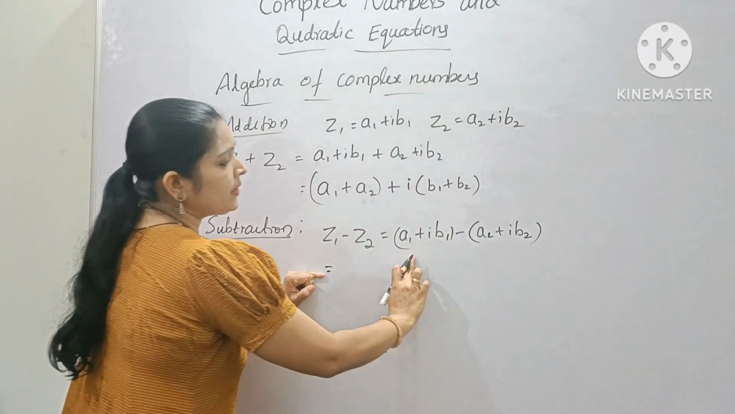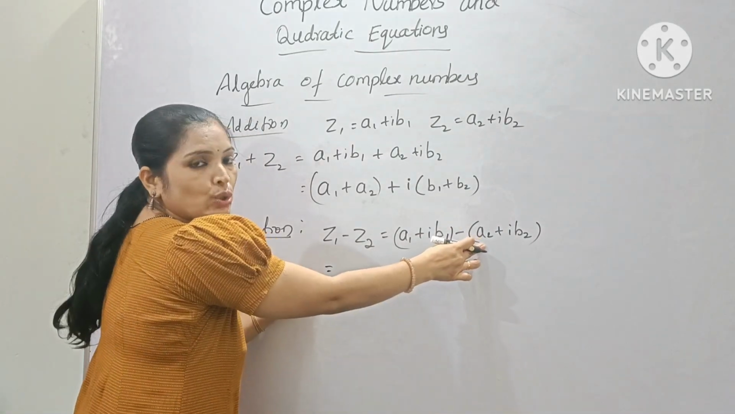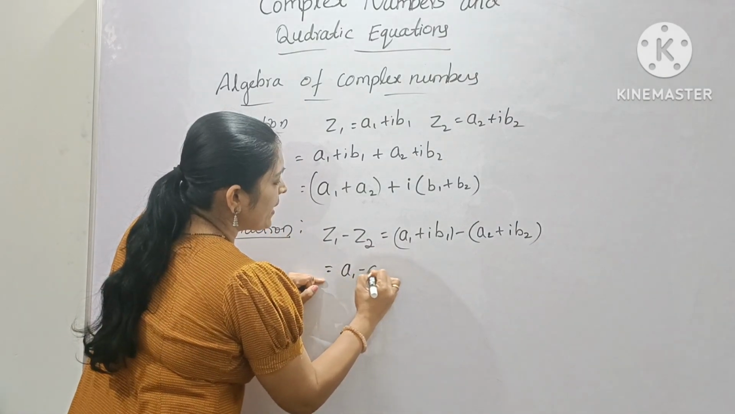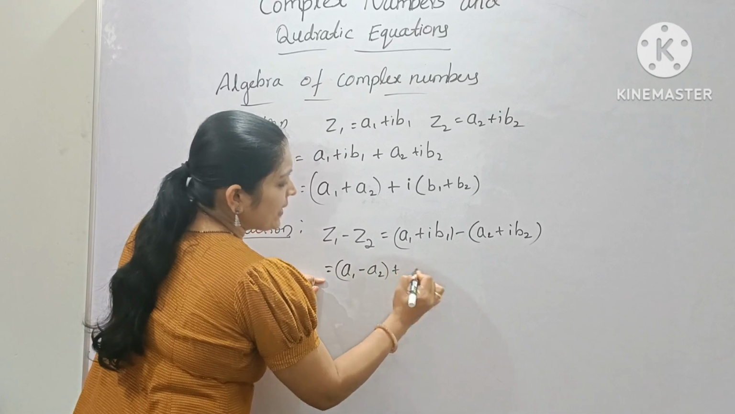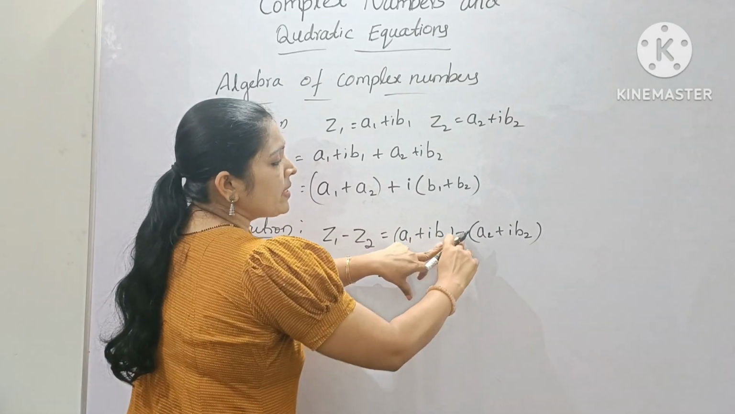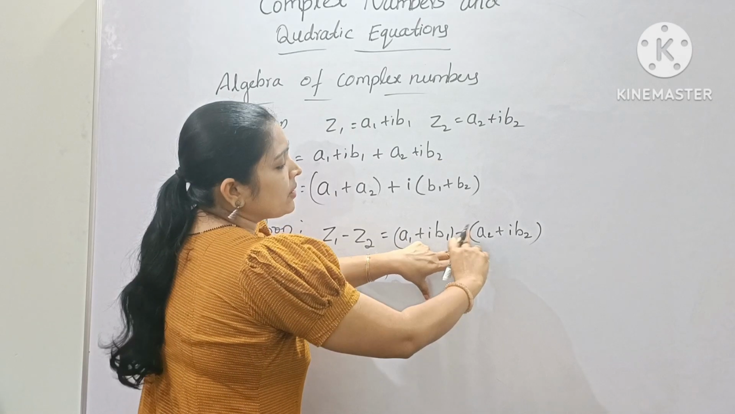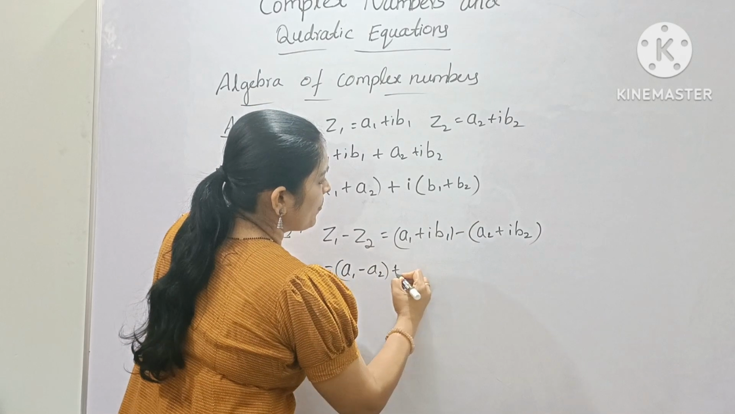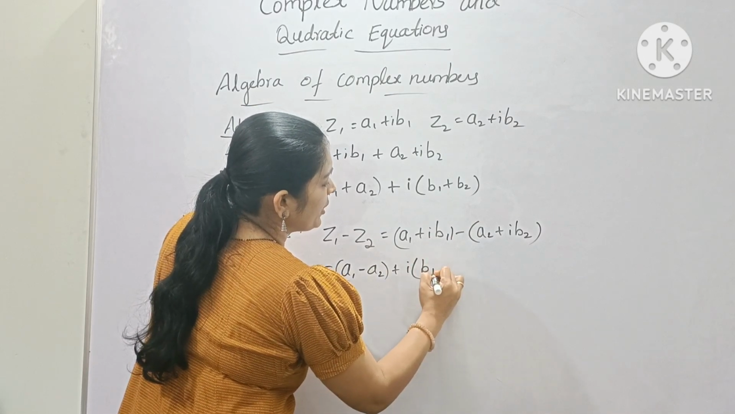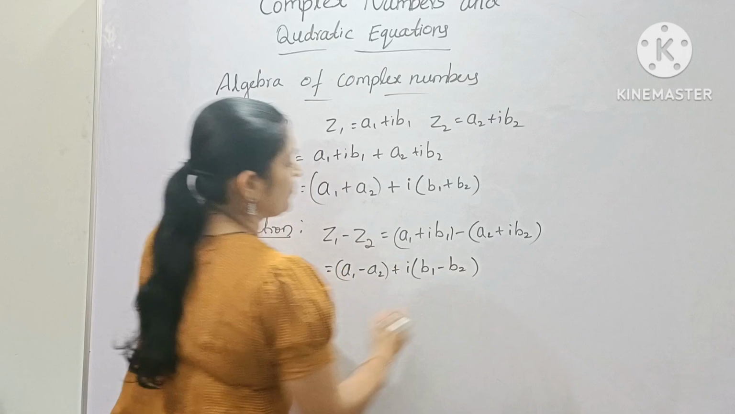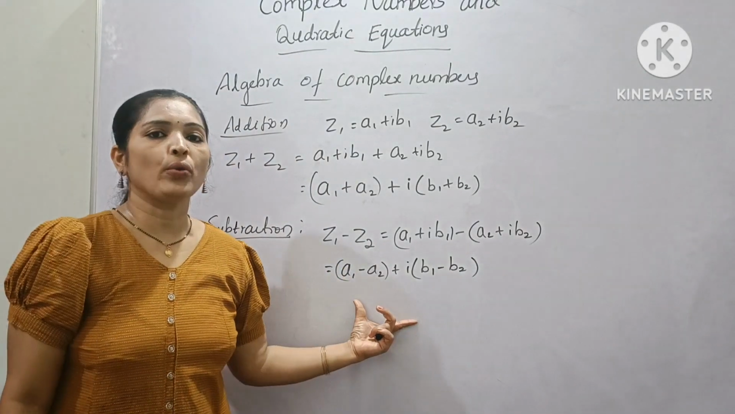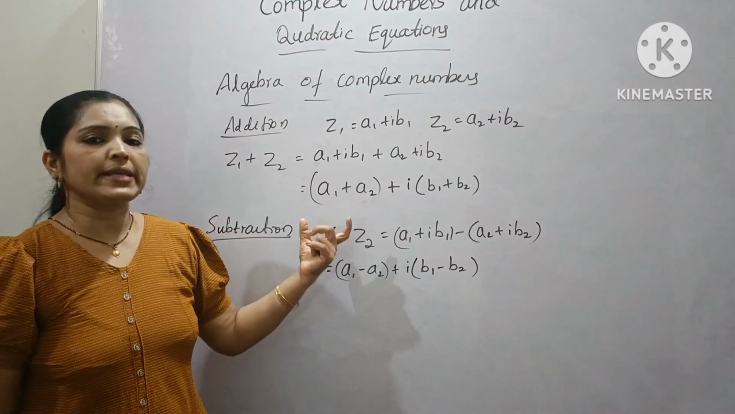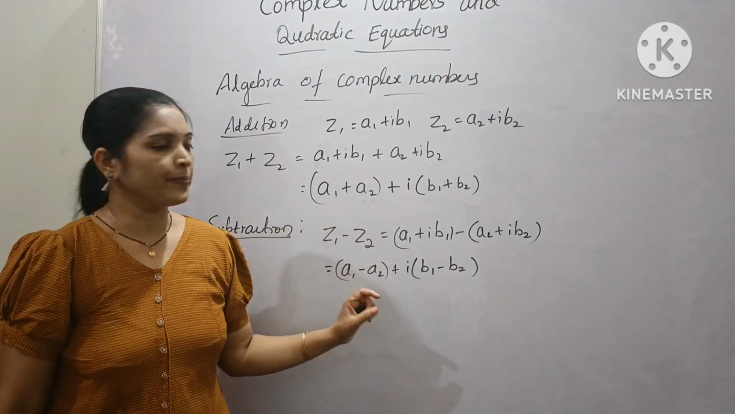That is equal to a1 minus a2, let us take real parts together, plus i b1 minus b2, since we have to apply this minus to both terms. So plus i into (b1 minus b2). Here also, now it is of the form a plus ib. So z1 minus z2 is also a complex number.